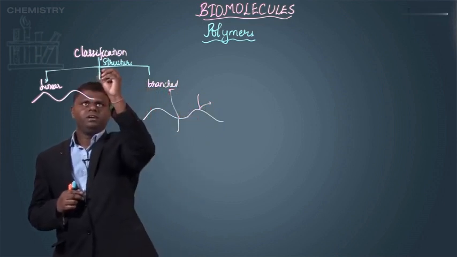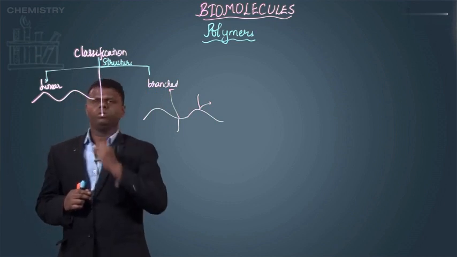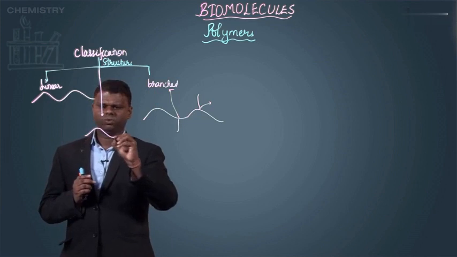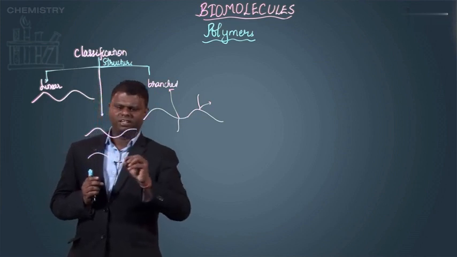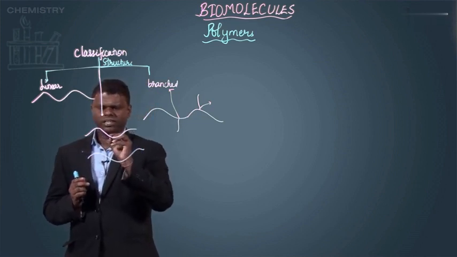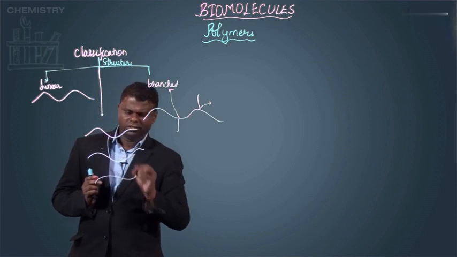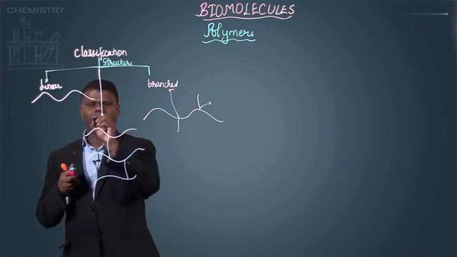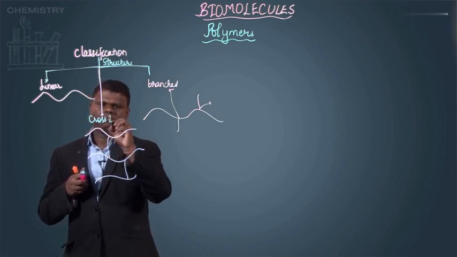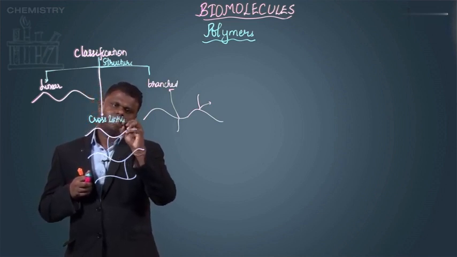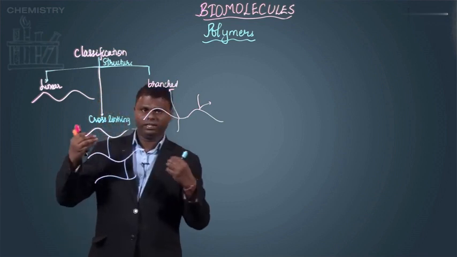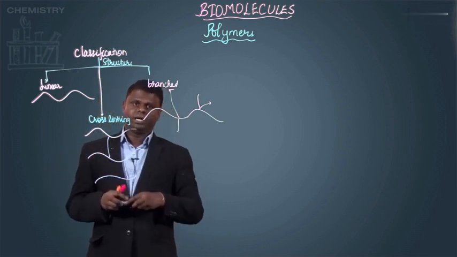Now in between the linear and branched, we are going to have something which is a combination of linear and branched. This is one chain, this is another chain, and these chains are connected, right? So these chains are connected. You call such polymers cross-linking polymers. If you observe, these cross-linking polymers are cross-linked in such a way that the strength becomes more.